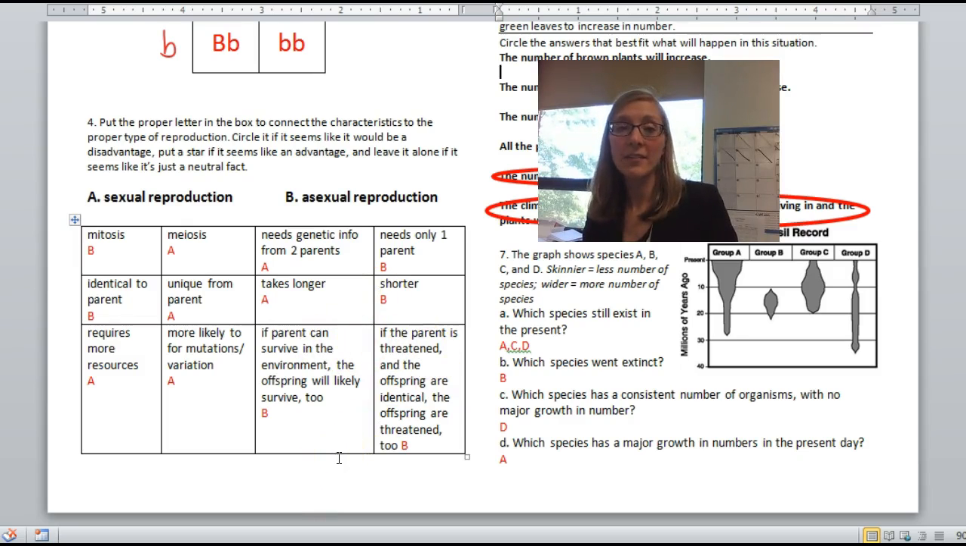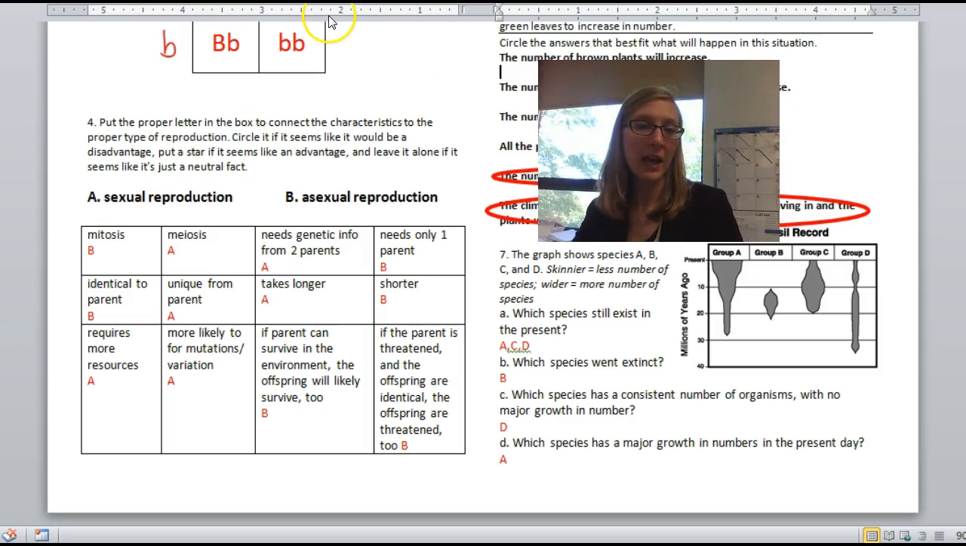If the parent can survive in the environment, the offspring will likely survive too. So think about like a pond with bacteria. If the parent is able to survive in that little pond with whatever conditions there are, temperature and everything, then all of the offspring, because they're identical, are also going to be able to survive, and that is advantageous to them. Now, on the other side, though, if the parent is threatened and the offspring are identical, which they are in asexual reproduction, then the offspring are going to be threatened just as much as the parent. So that gets to this part, which I didn't already have done, so let's do it together.